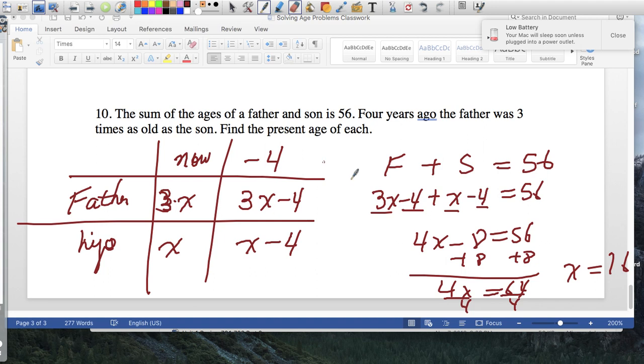So let's see if that works. That means the son is 16. The father is 3 times 16, which is 48. And then 4 years ago, he was 44. And the son was 16 minus 4, which is 12. And you can tell that 44 plus 12 is 56. And that's it before my battery dies out. Okay, so hopefully you have some fun with this.